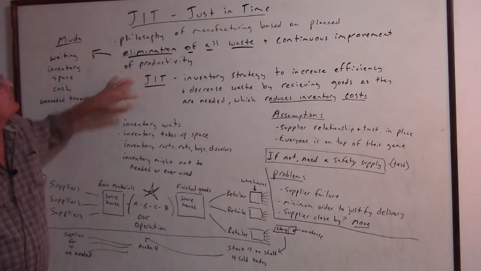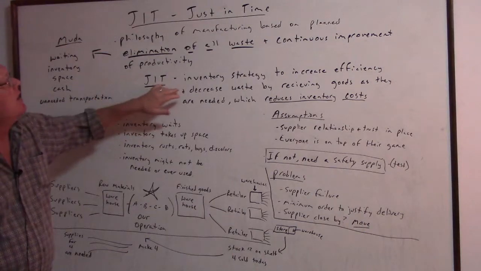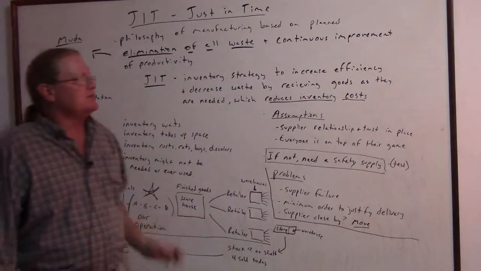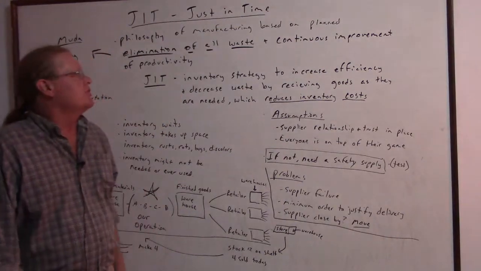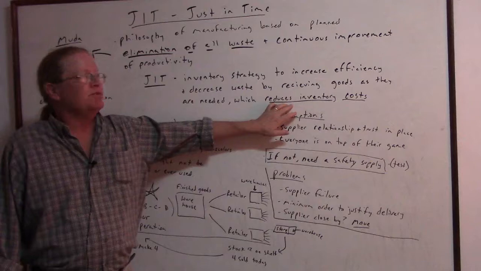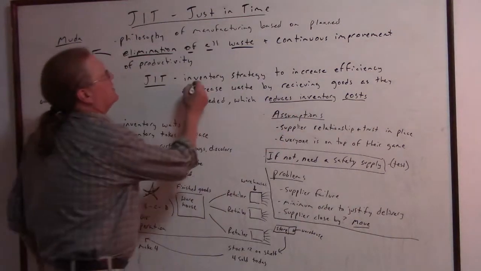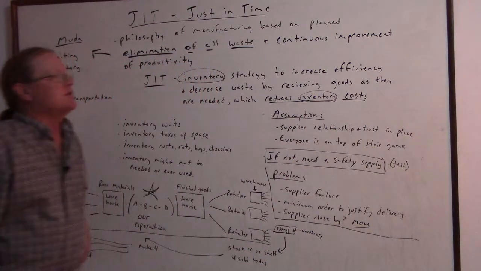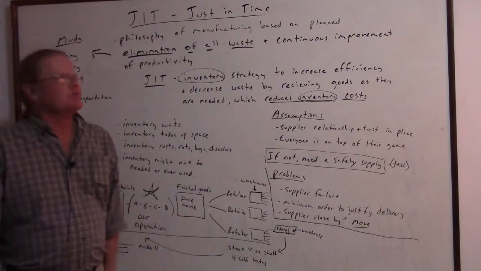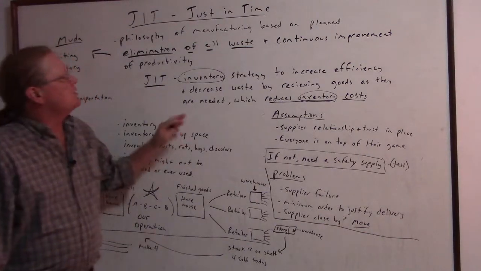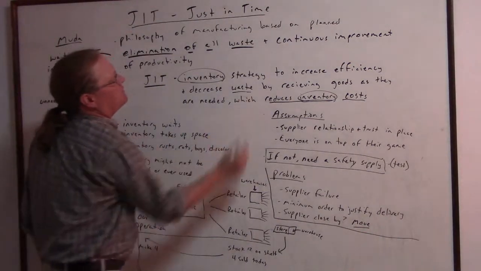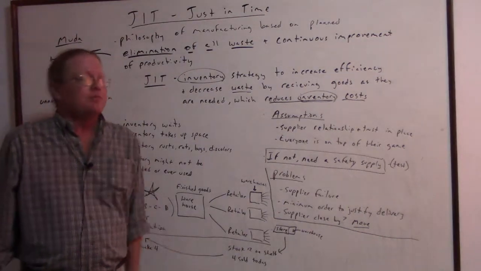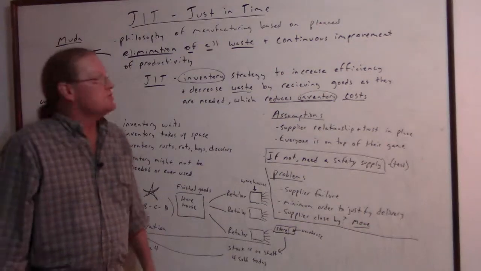But here's a better definition, just in time. Inventory strategy to increase efficiency and decrease waste by receiving goods as they are needed, which reduces inventory cost. So, just in time being more focused on reducing inventory cost, and the way we do that is by reducing inventory. Now, when we talk about waste, we have to think about muda, and we've covered muda. There's a video for muda, and muda being waste in Japanese.